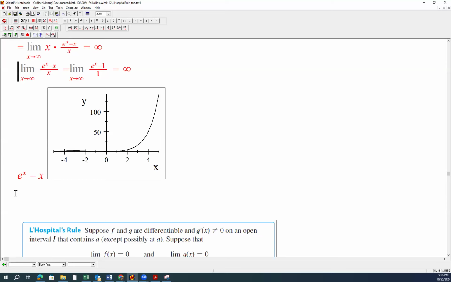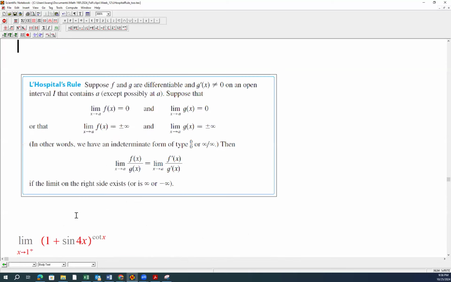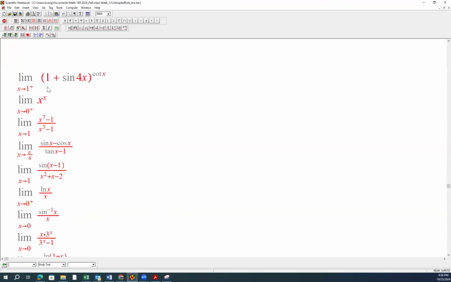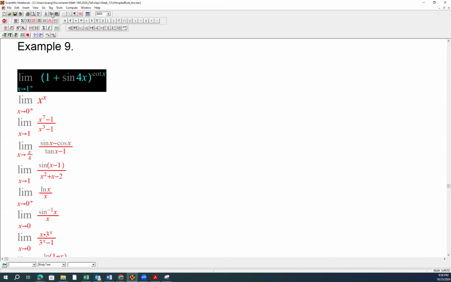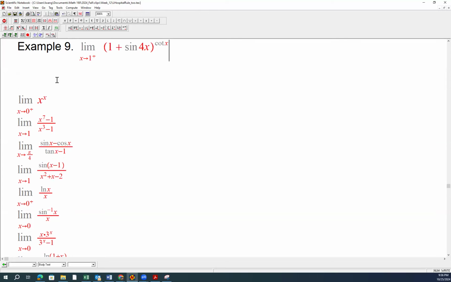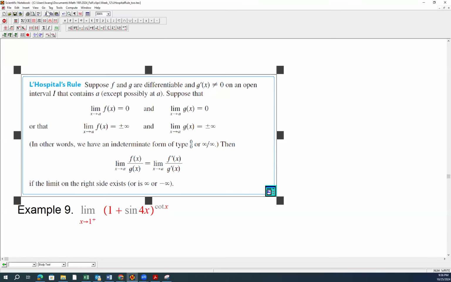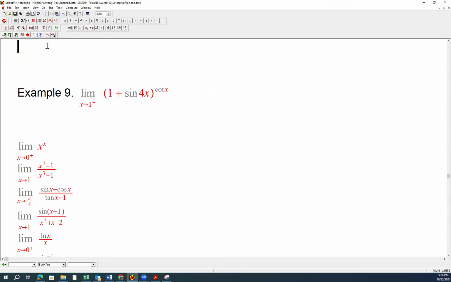All right? So now, after this example, let's look at another one. This will be example number 9. Okay, this is going to be another situation. We're going to put it here. And we're going to bring our L'Hopital rule with us.